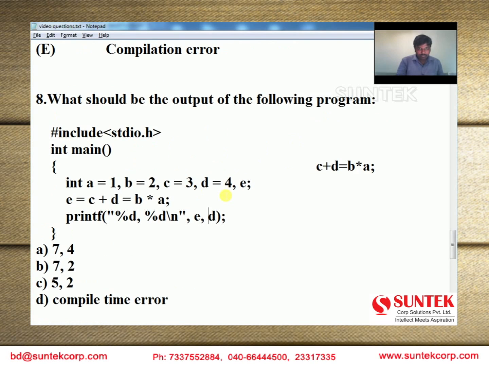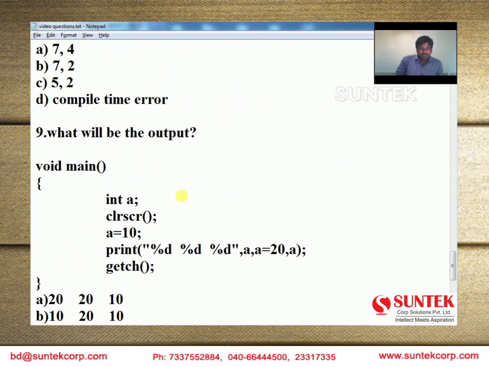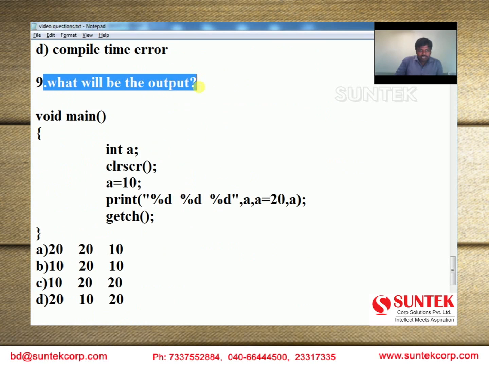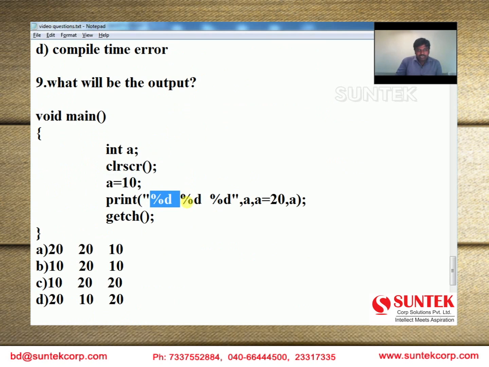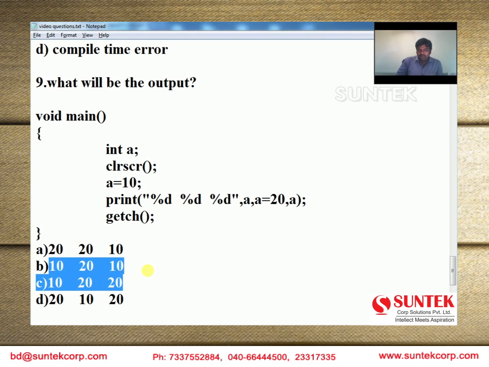Okay, come to the next question. What will be the output there? A is 10, percentile A equals to 20, A. Most of the students will tell the output like this. First one is A, which means 10, second one is 20, third one is what? Most of the students will tell 10, 20, 10 or 10, 20, 20. They may tell these two answers.